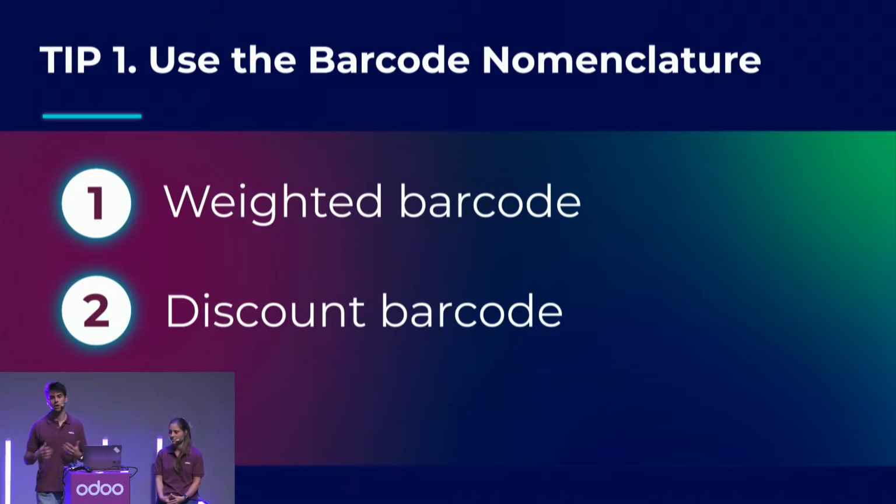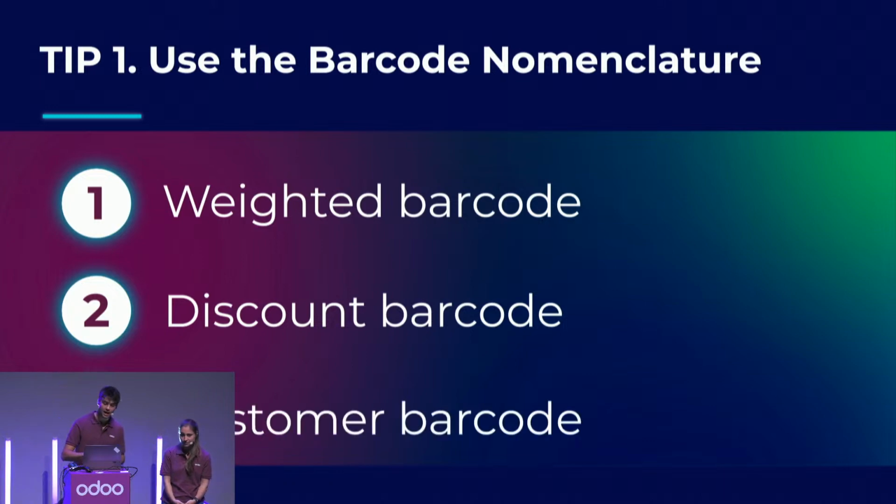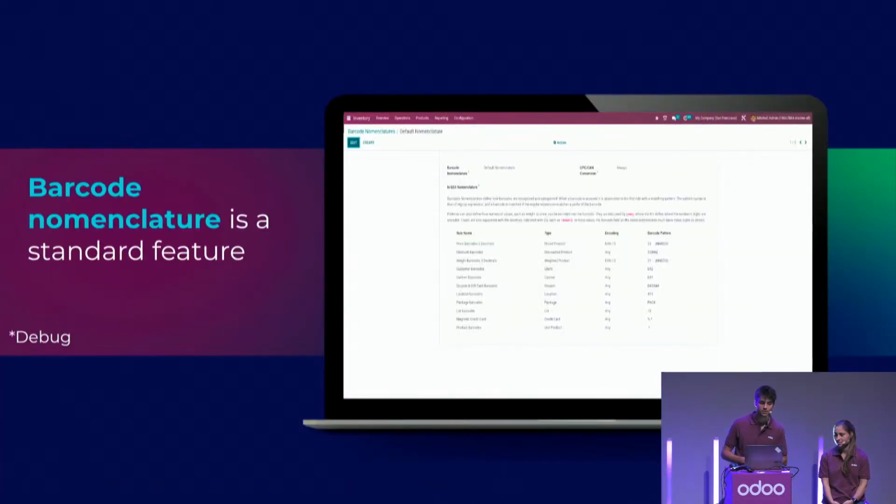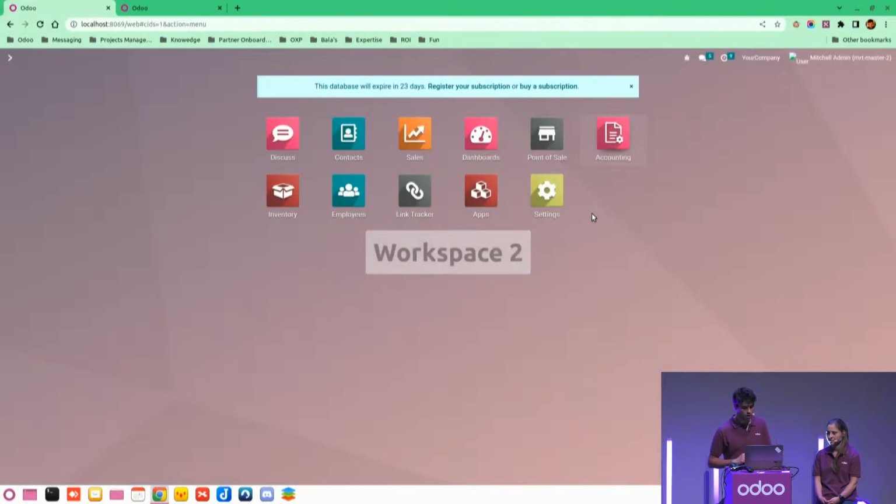We will also see how we can use discount barcodes in order to give some discounts to your customers. And Marius, do you know if it's easy to identify customers as well? Yeah, it's completely easy, and we will show it to you right now. But first, remember that barcode nomenclature is a standard and pre-configured feature, but you need to be in debug mode in order to access the menu. So I will show you in Odoo how it works.